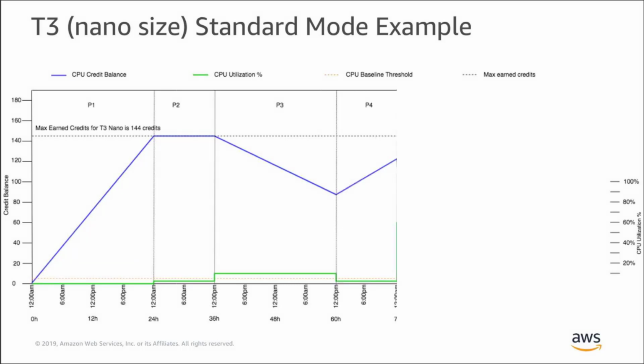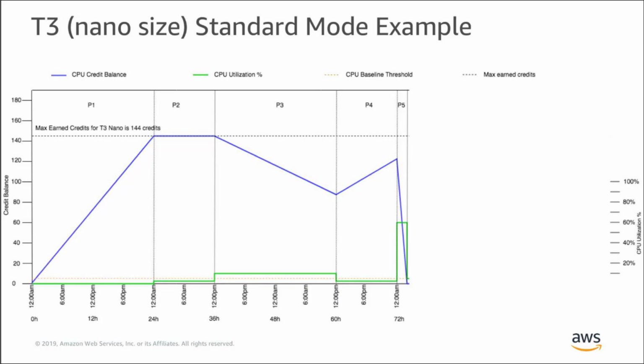Then for the next 12 hours, your CPU utilization decreases to 2.5%. So this is once again below your baseline of 5%. This requires a spend of 36 credits. But at the same time, the instance is still earning credits, earning 72. So the instance earns more credits than it spends, and your CPU credit balance increases to 122 credits, as denoted by the blue line in the chart.